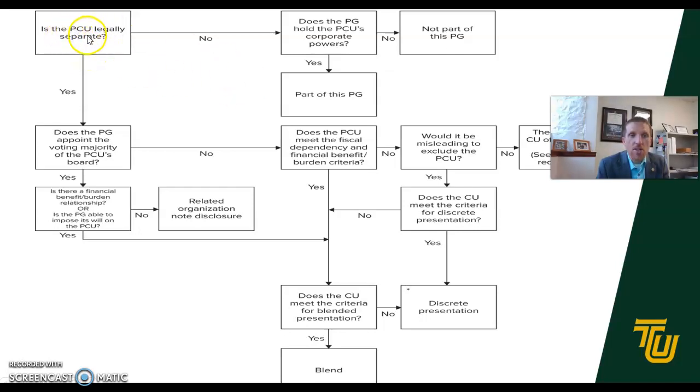So you can see here, is the potential component unit legally separate? No. Does the primary government hold the potential component unit's corporate powers? If it does, it's part of the primary government. If it doesn't, it is not part of the primary government. Okay, so we need to go through this as we have unique situations, so that we can ultimately make sure that we're reporting those units in the proper way.